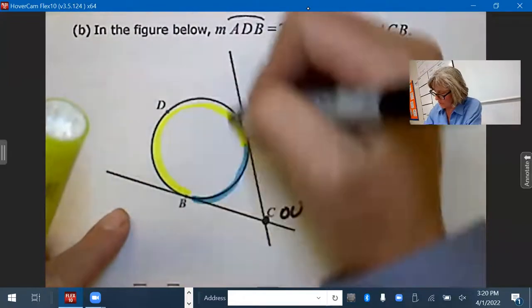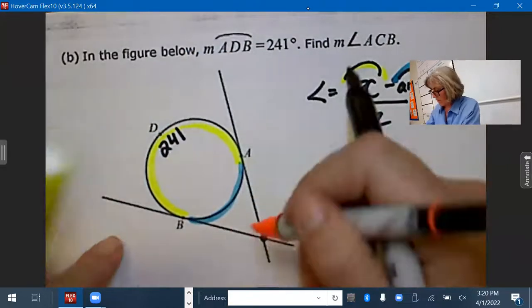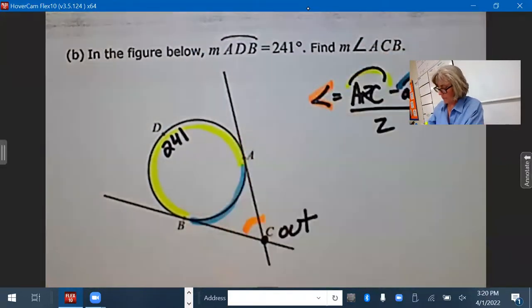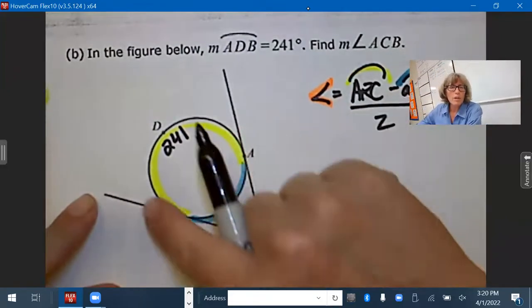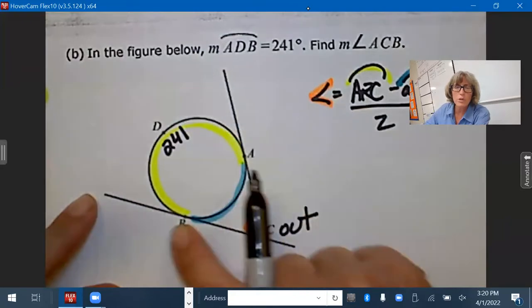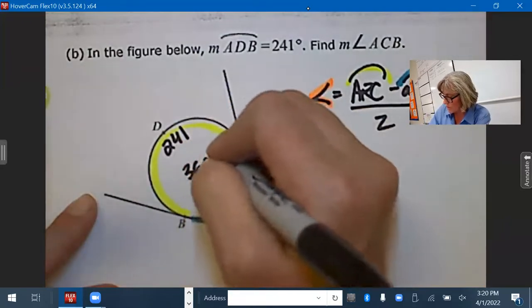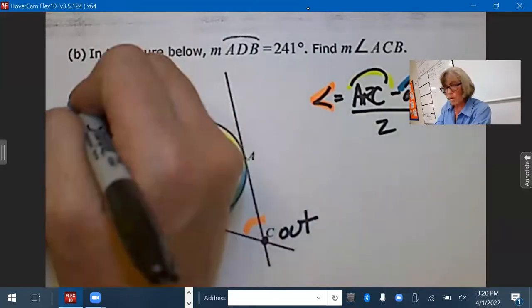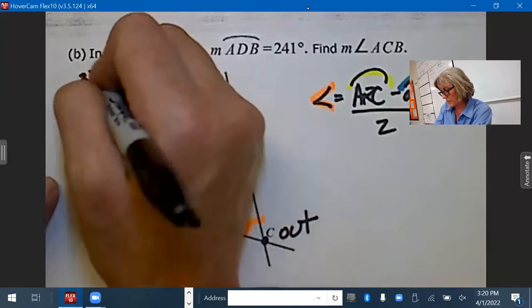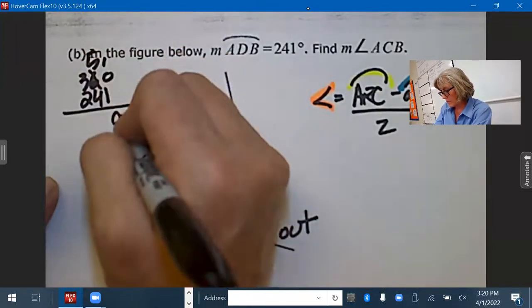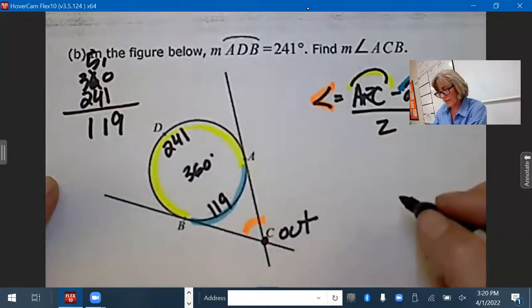We've been given ADB, which is this one, is 241. That would be my angle. So we're missing this arc here, but it's a tan tan. So if you go like this with your finger, you can see that they add up to 360. So I can do 241 from 360, and I should get 119.